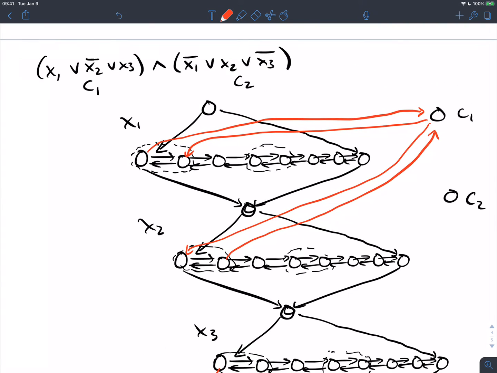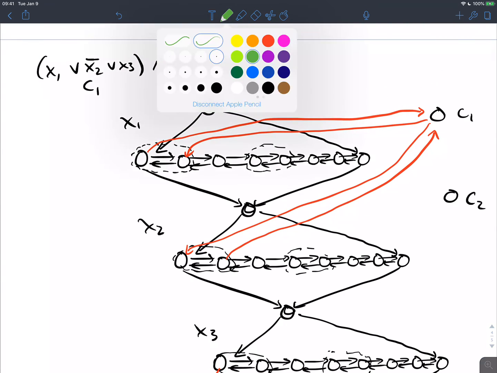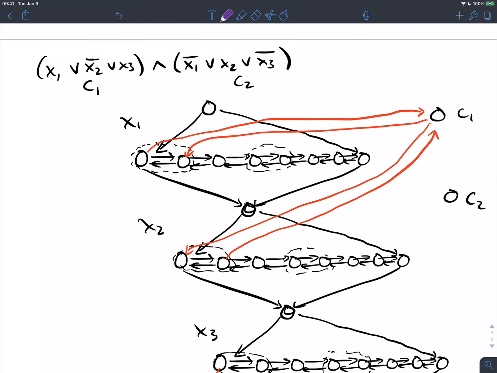Okay, and then for the second, I'm going to do this in, what's a good color? Purple. I haven't used that one yet. For the second clause, is x1 in the positive or the negative form? The negative form. So I got to start from the right vertex. So I got to do the opposite of whatever I just did. So I got to start from the right vertex and then go back.